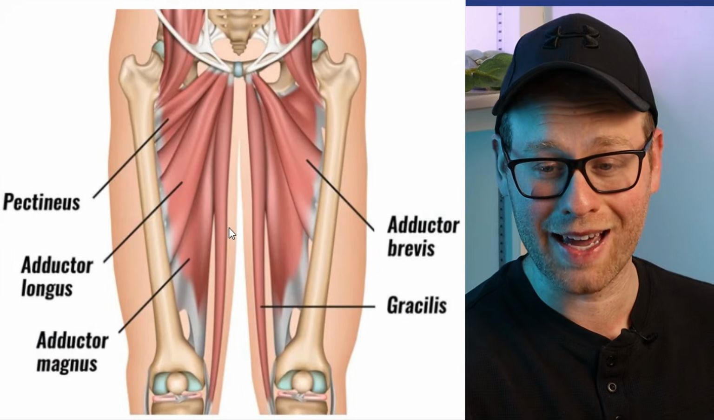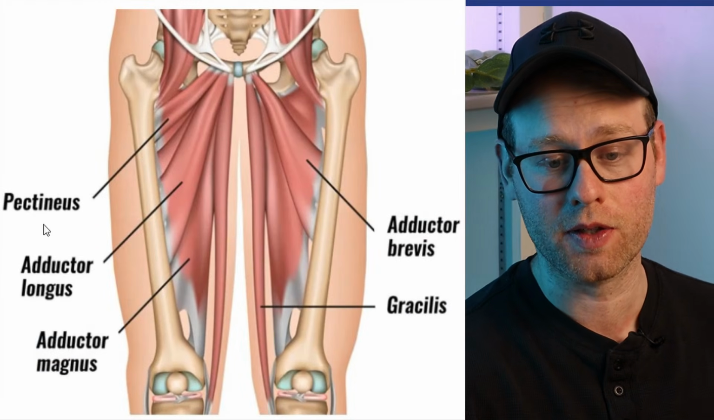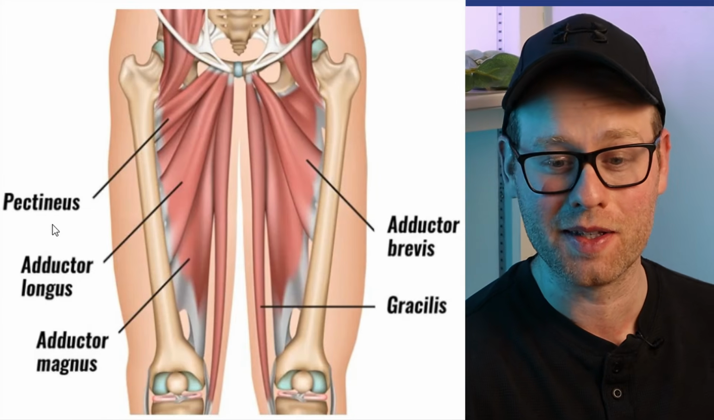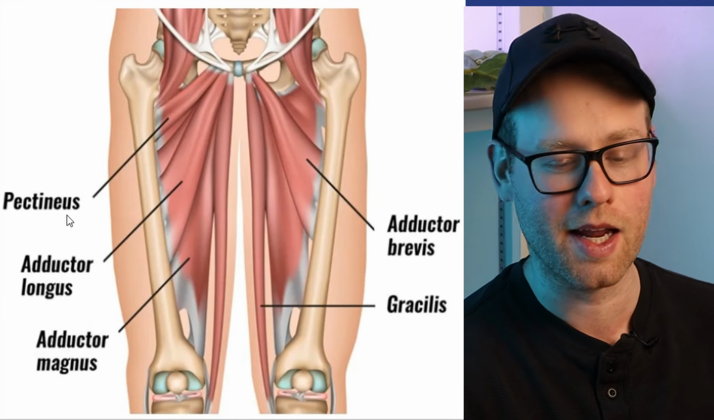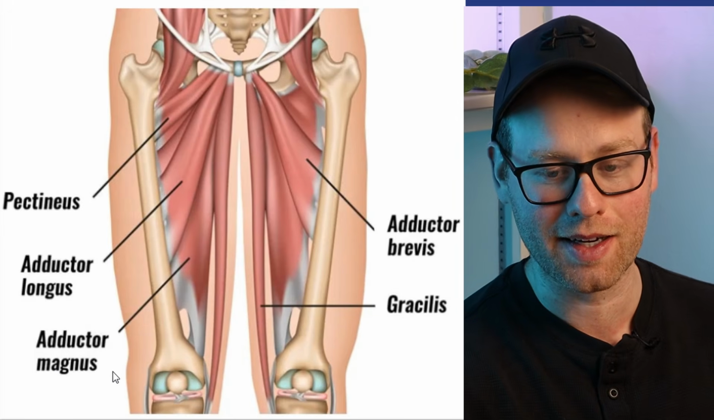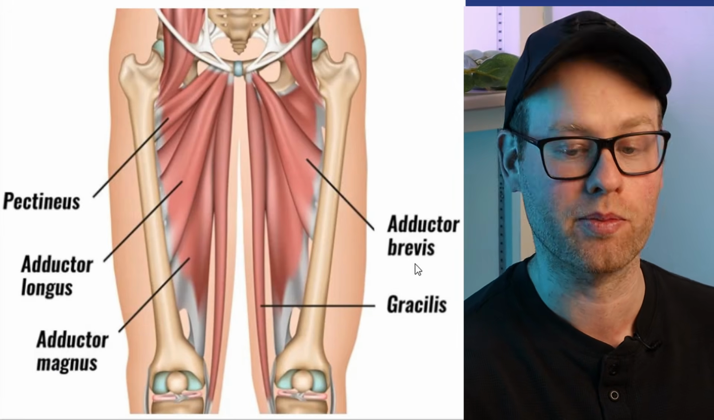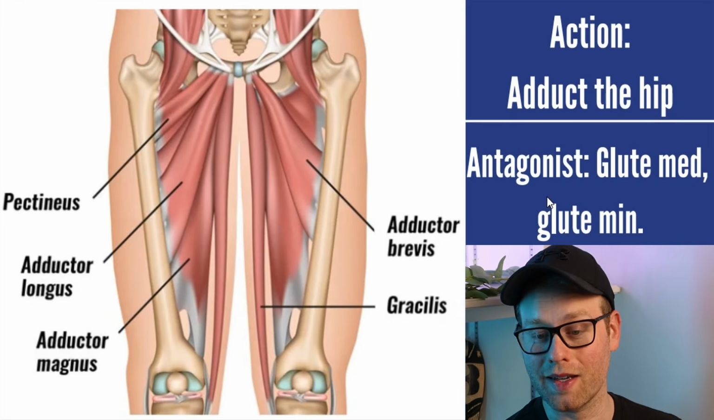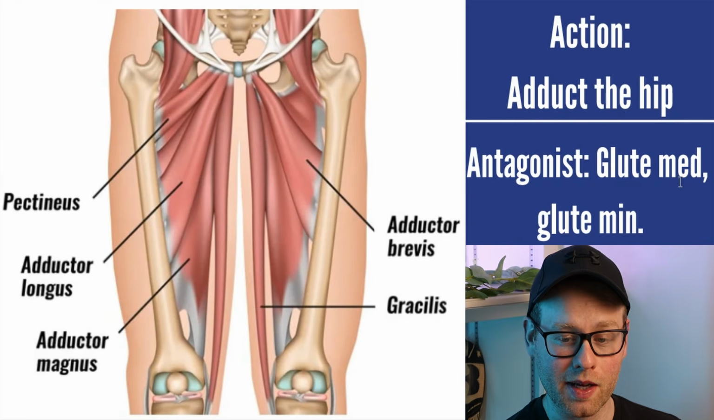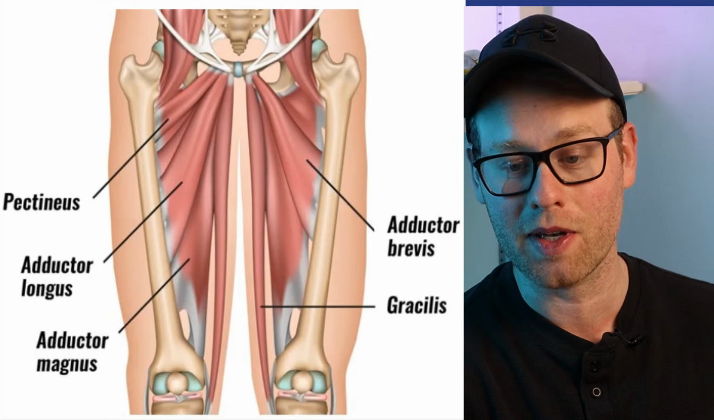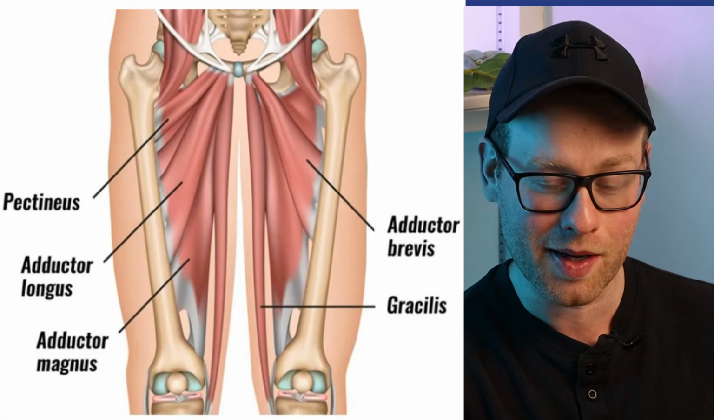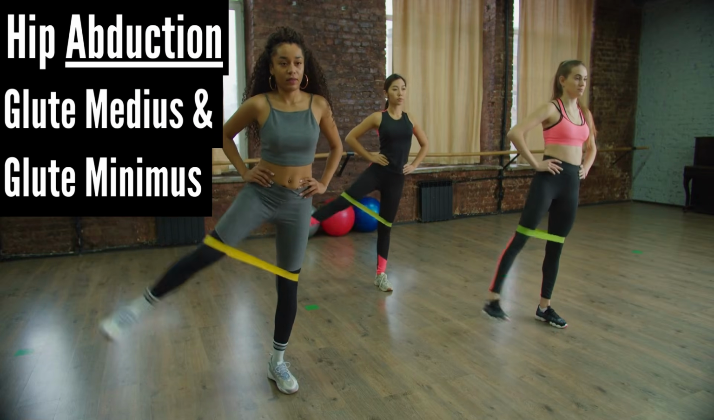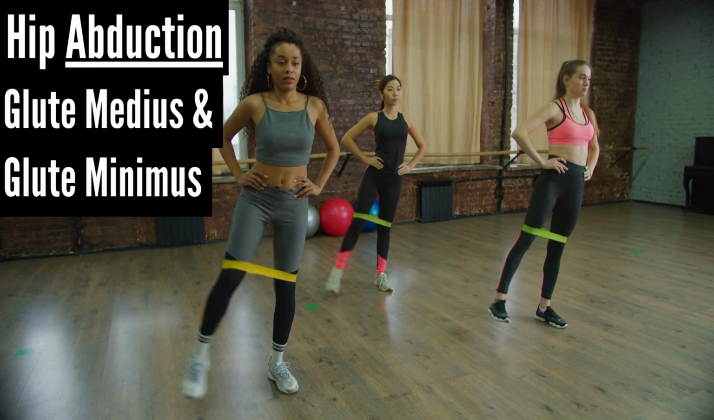Okay, so next we have the adductor muscles of the hip, and just like with the lateral rotators, we don't really have to memorize all of these different adductor muscles. We got the pectineus, adductor longus, adductor magnus, the gracilis, and adductor brevis. And no surprise to anyone, these muscles adduct the hip. So the antagonist for these muscles is glute medius and glute minimus, and that is because glute medius and glute minimus, they abduct the hip, which again, abduction is the exact opposite of adduction.